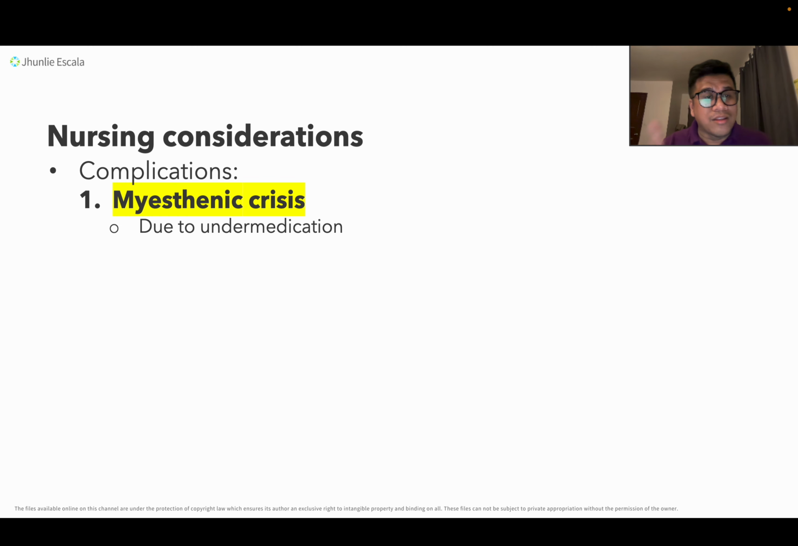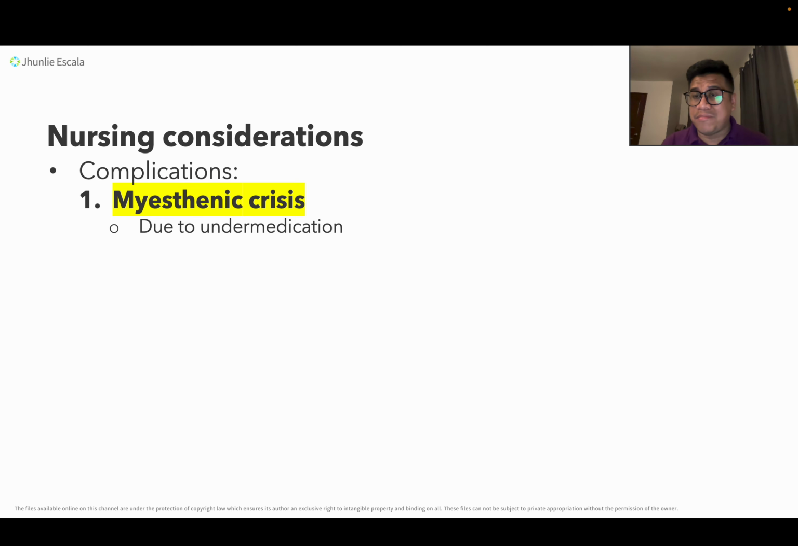Okay, so we need to remember these nursing considerations. Firstly, the complications, kapatid, mayroong complications na dapat nating bantayan. First is yung tinatawag nating myasthenic crisis. Okay, kapag na-under-medicate ang ating pasyente, pwedeng magkaroon ng myasthenic crisis. Because we may presume na nagtitake na ng medication si pasyente, yun pala, hindi sapat, it's not the right dose, so we always give the right dose to our patient to avoid the myasthenic crisis.